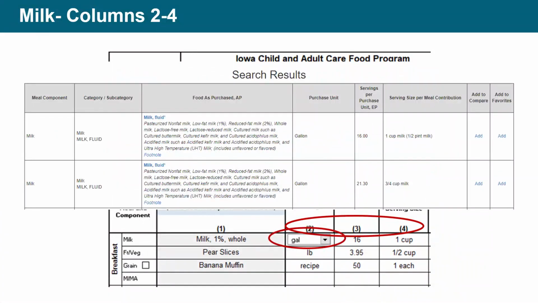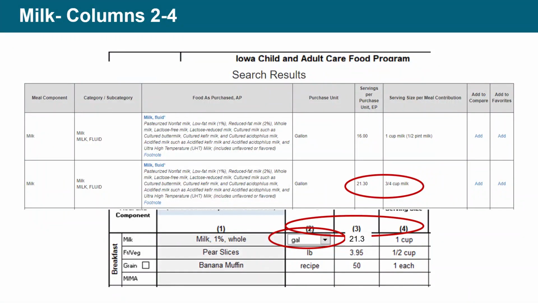According to the Food Buying Guide, there are 21.3 3/4 cup servings in a gallon of milk. This is the portion size for milk served for breakfast and lunch to children in the 3 to 5 age group. Since milk is a required component for breakfast and lunch, it is already filled in.